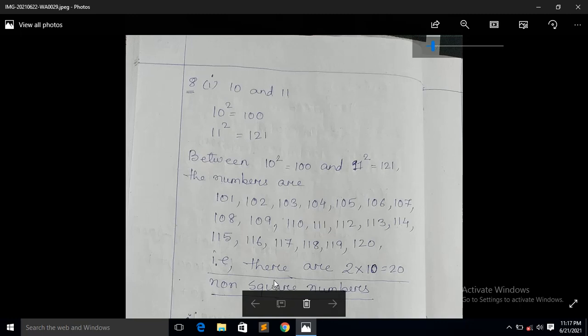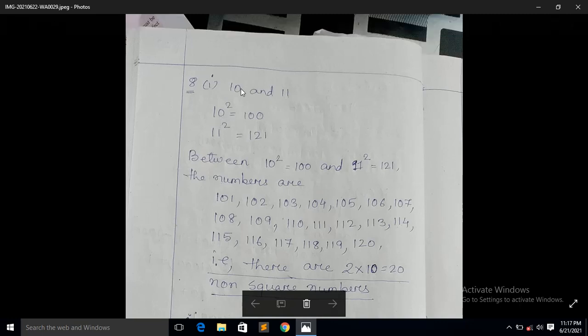Then what is the formula? What is the property we have learned? There are twice n numbers. So if n is equal to 10, that means you will take the smaller value as n. N is 10. So how many numbers will be there? Twice n, so 2 into n. 2 into 10 is equal to 20 numbers. So there are 20 non-square numbers.